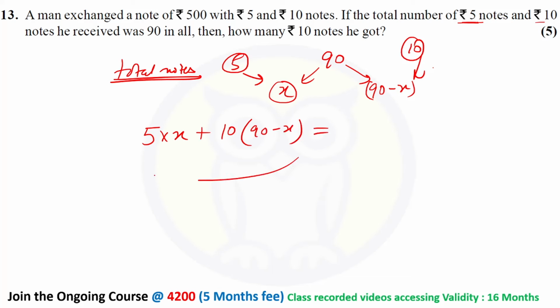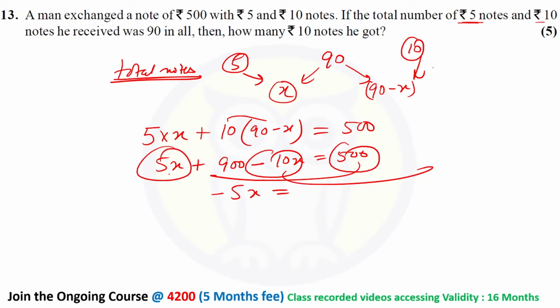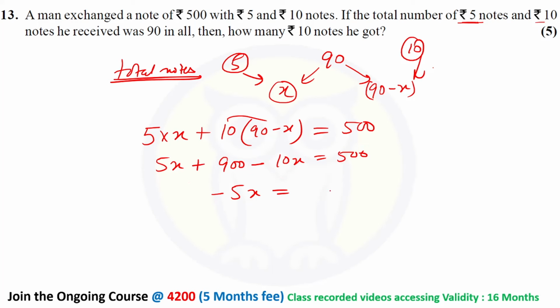5 into x is 5x, 10 into 90 is 900, minus 10 into x is minus 10x, equals 500. Now 5x minus 10x is minus 5x, and 900 goes across: 500 minus 900 is minus 400. Minus and minus cancel, so x is equal to 80.